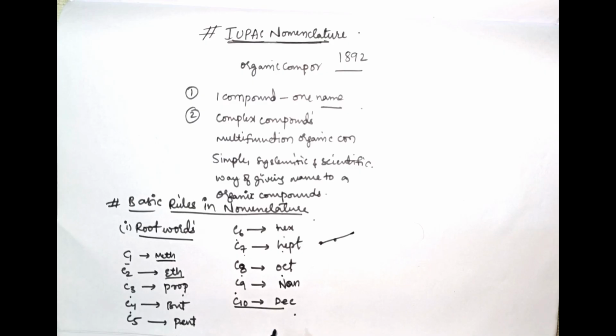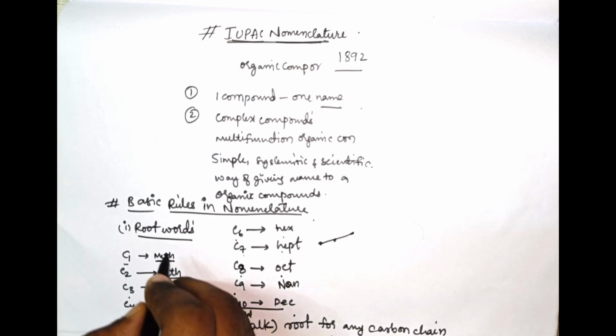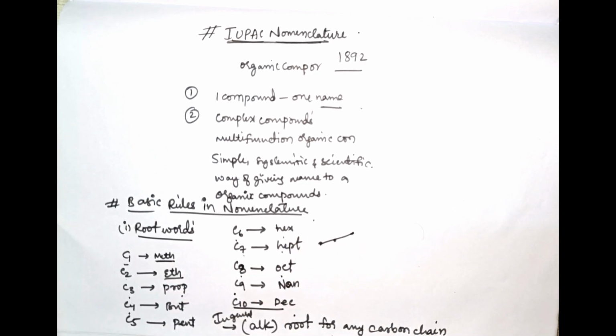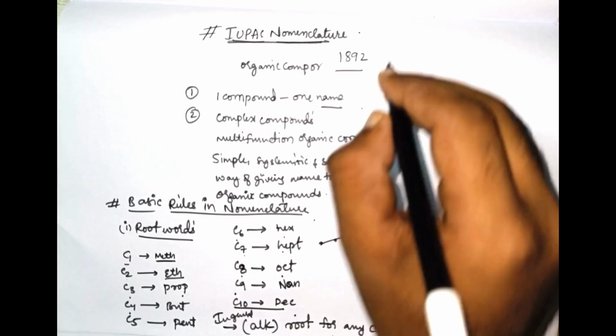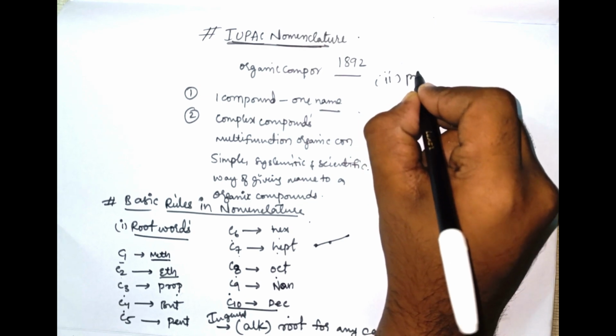And in general, the root word for any carbon chain is alk. You must remember it. The root word for any carbon chain in general, you're getting it? This is in the general case. It is alk, and these are the alks. You're getting it now? So now let's go into the second thing.